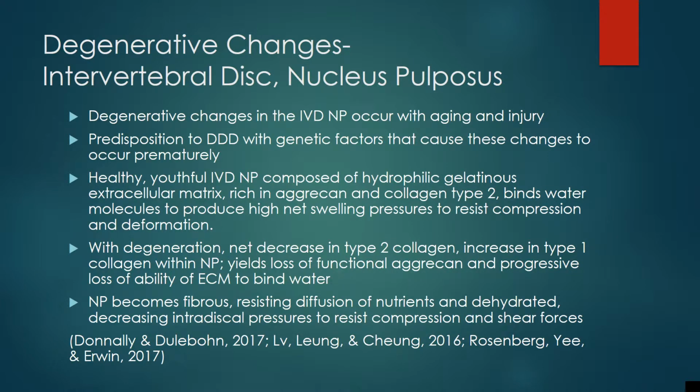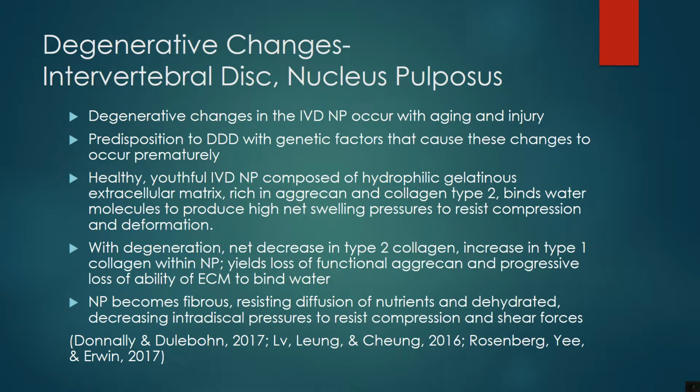The nucleus pulposus of the intervertebral disc is composed of the hydrophilic gelatinous extracellular matrix. It's rich in collagen. It binds water molecules to produce a high net swelling pressure to resist compression and deformation. The degenerative changes that occur in the nucleus pulposus occur with aging and injury, but genetic factors increase or cause these changes to happen prematurely.